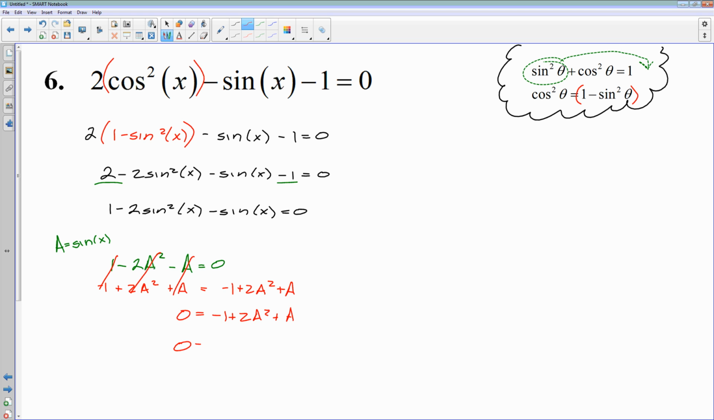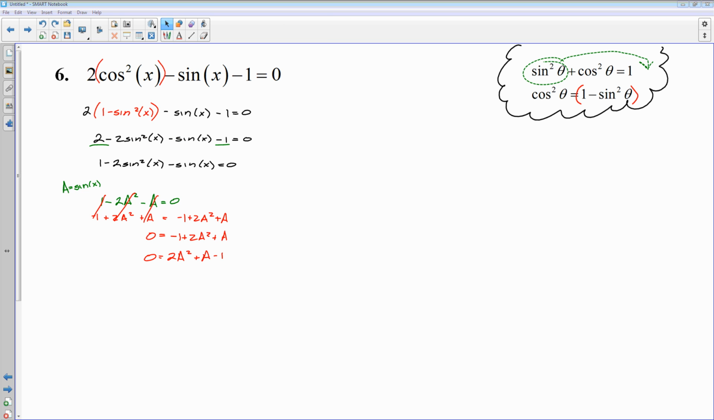Then I'll rearrange it because I like my squared term to be first: 2a squared plus a minus 1. Now we try to factor 2a squared plus a minus 1. It's going to be something times something. I know that 2a times a would give me 2a squared. I know that 1 times 1 will give me a 1. And I need a positive a, so it'll be minus 1 and plus 1. That's just old-fashioned factoring, like we did in 9th grade and 10th grade, or 10th and 11th, whatever.